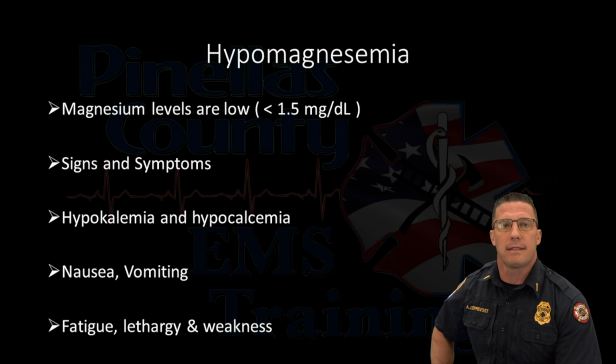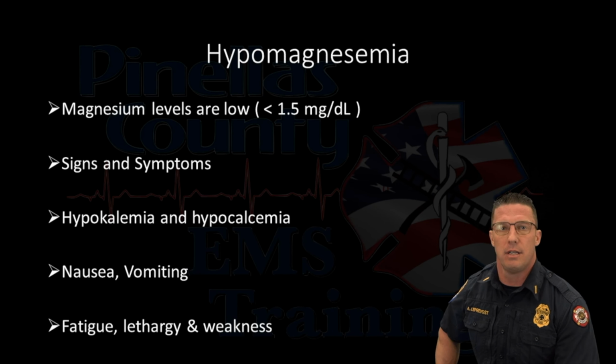Hypomagnesemia. Last, but certainly not least, hypomagnesemia is when the body's mag levels drop below 1.5 milligrams per deciliter. What makes this so important and ties this whole lecture together is what the signs and symptoms are. This imbalance rarely occurs by itself, and it almost always is associated with other imbalances in the body. These are hypokalemia and hypocalcemia. The low calcium levels will remain refractory until the low mag levels are fixed.